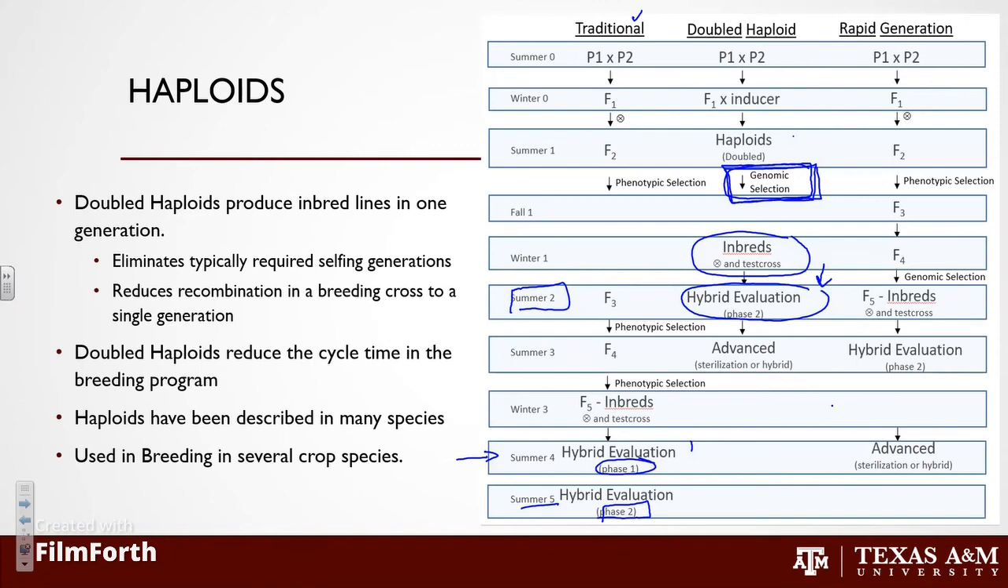So they're going to reduce that cycle time. They're going to match well with genomic selection. And you see them used if you can extract numbers sufficient to make it feasible in a breeding program.